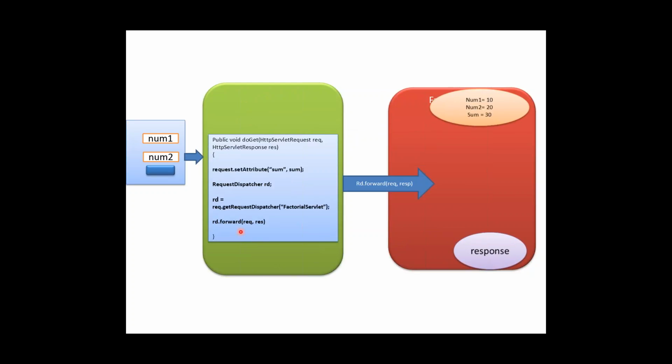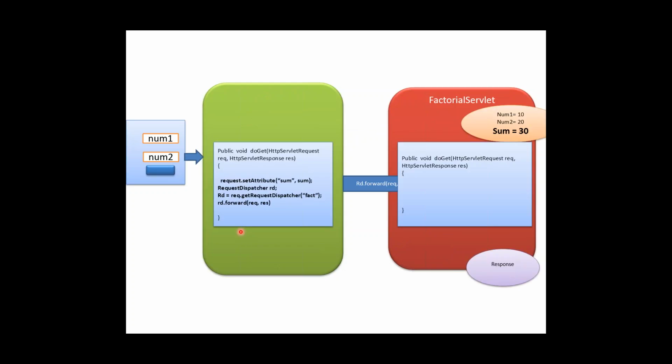Now, this is done. After you do it, you're calling the request dispatcher, and then you're passing the control to this factorial servlet. That is, this servlet is only capable of adding the numbers. After it has added the numbers, the responsibility of calculating the factorial is with the next servlet. So what we are doing is add.forward(request, response). When you do this, it transfers the control to this. And then you have public void doGet, retrieve the attribute, and then you can just print it.